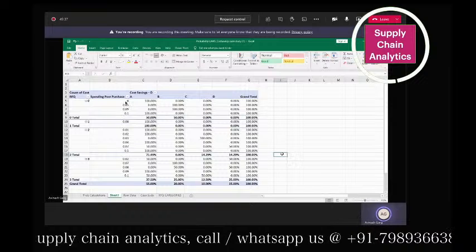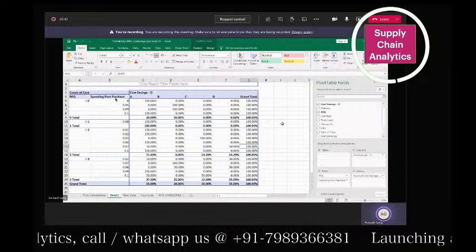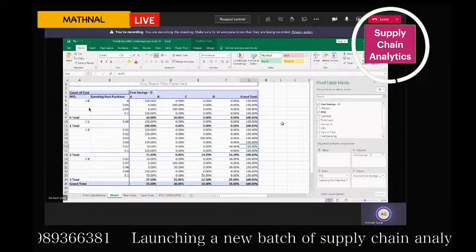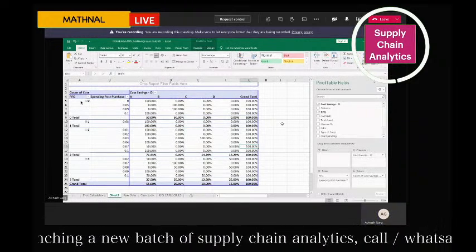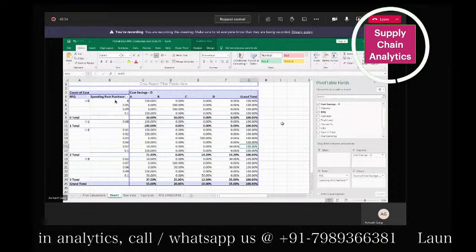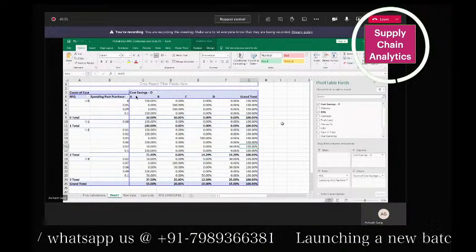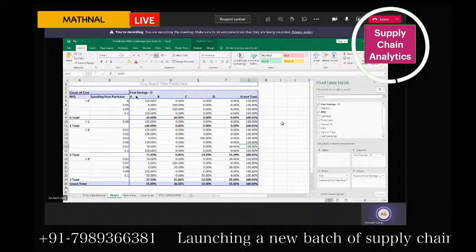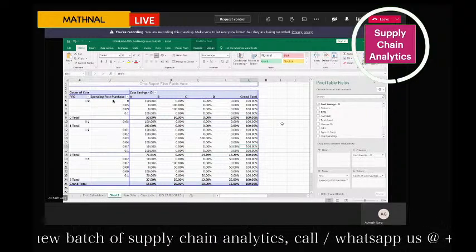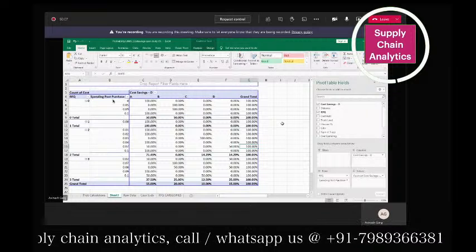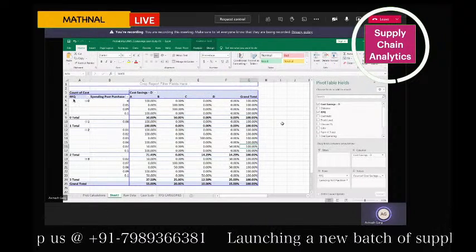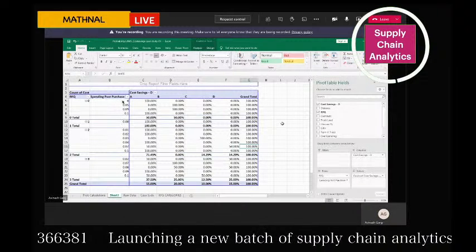Right. So now our condition is: what is the probability of cost savings group A given that RFQ and spending post purchase are combined together? What is the probability of cost savings for group A given RFQ and spending post purchase categories are grouped together? So that is 100%. What is the probability of cost savings category B, given the RFQ category 0 and spending post purchase 0 are grouped together?